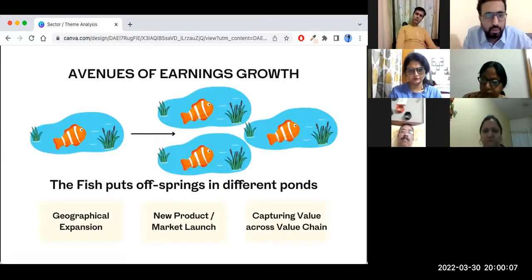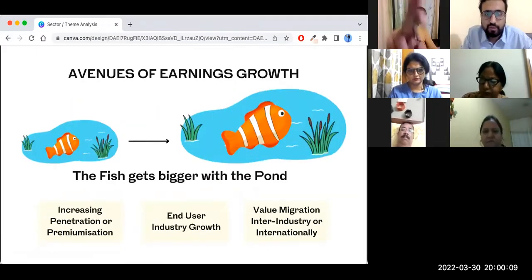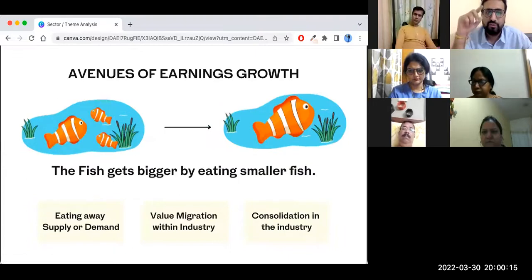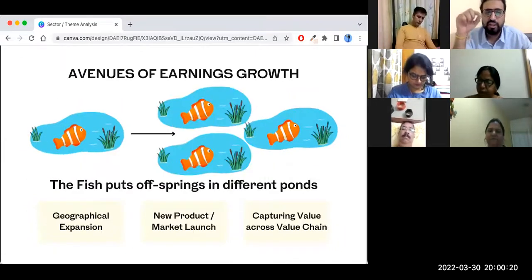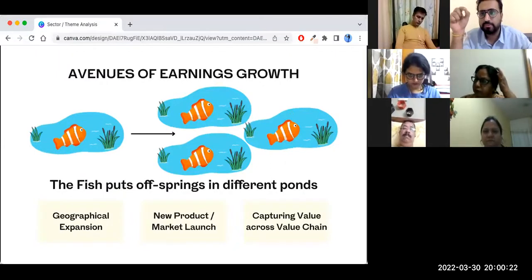Is this very, very clear? There are only 3 ways. Fish gets bigger with the pond. Sector gets bigger, fish gets bigger. Then fish gets bigger by eating smaller fishes. And then fish puts offsprings in different ponds. Okay, I've used simple analogies so that you can remember it for long.